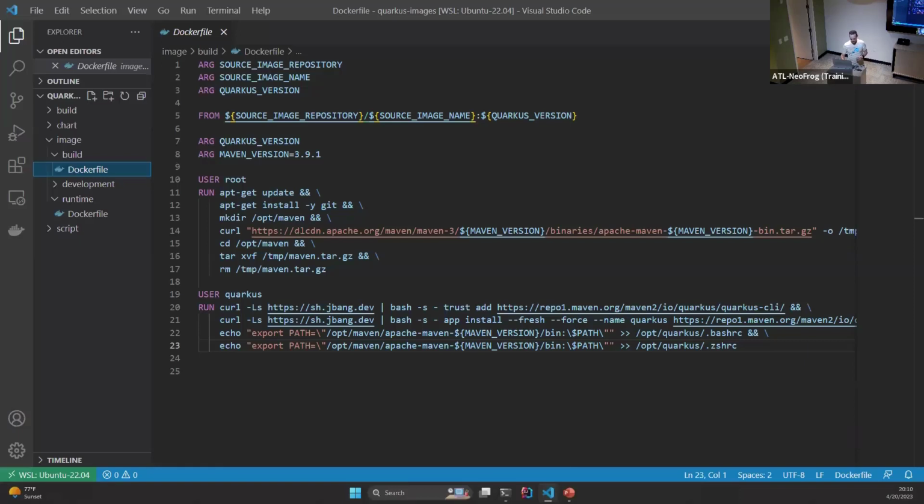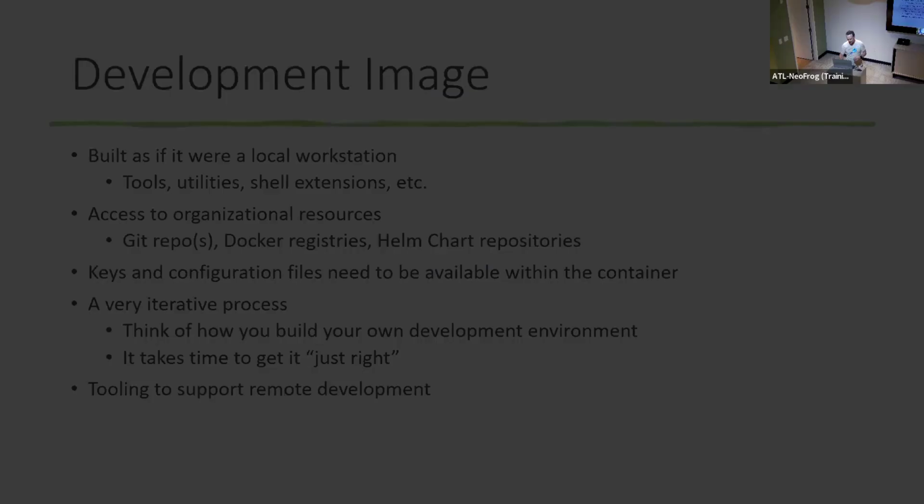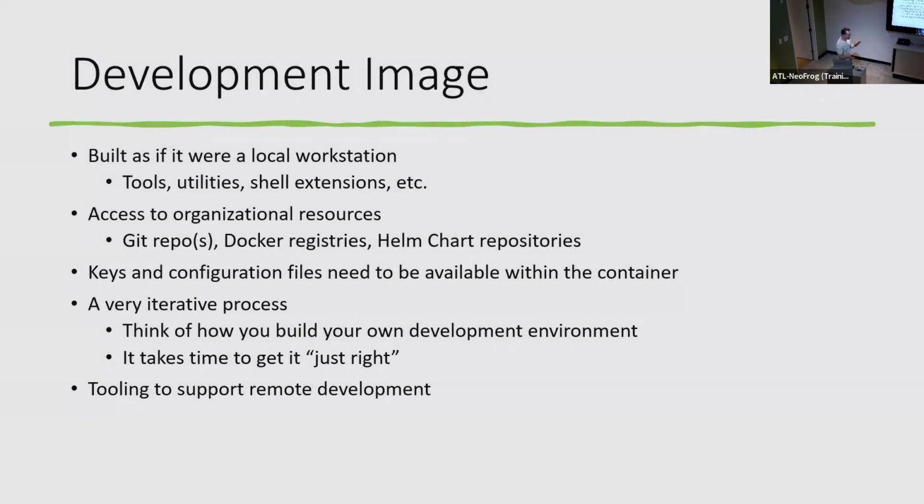Okay, so now let's go to the development image, which is a little bit more involved. I mentioned this earlier. The development image, you build it as if it were a local workstation, right? The tools, utilities, the shell extensions, everything. Access to organizational resources, Git repos, the Docker registries, the Helm chart repositories, your SSH keys, configuration files, everything that you would use on your local machine, you put into the container.